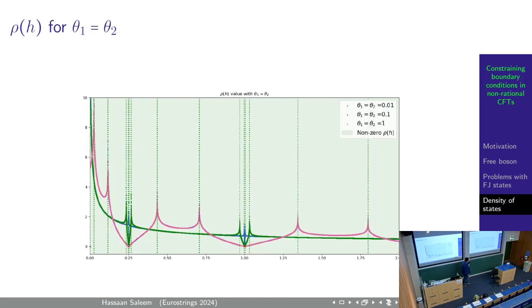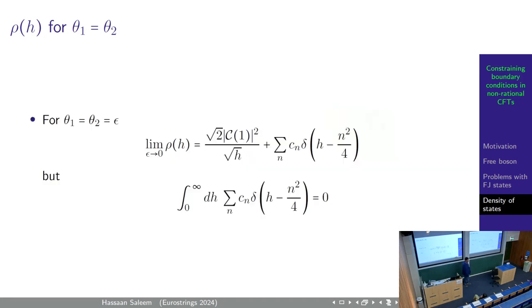Another case is when theta 1 and theta 2 are equal. Now you can see that the discontinuities vanish, but still you have this weird looking behavior. And it turns out that you can write down the case when these are equal, but both of them tend to 0, as a very explicit sum of a discrete part and a continuous part. So you can write it like this. But it turns out that this discrete part, if you integrate it over all the conformal weights, gives you 0. So at the end of the day, the whole contribution is coming from the continuous part.